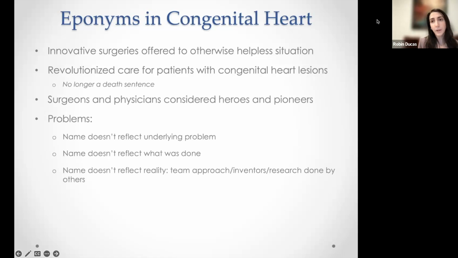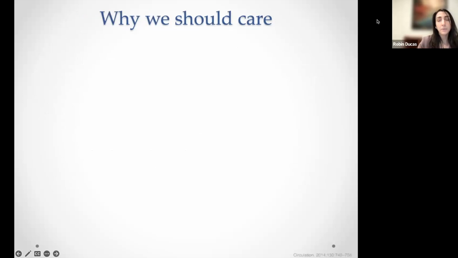But the problem with eponyms in congenital heart disease and anything is that eponyms don't reflect the underlying problem. They don't reflect the surgical procedure that was done because it's named after a person. And it doesn't necessarily reflect reality. Typically, these eponyms are named after one person, but it does take a team of people to create the surgical procedures and manage these patients. So although they're great, and although it's done to honor people and to memorialize the work they did, it can be difficult for us in the echo lab when we're trying to figure out exactly what we're looking at. But we will go over these.